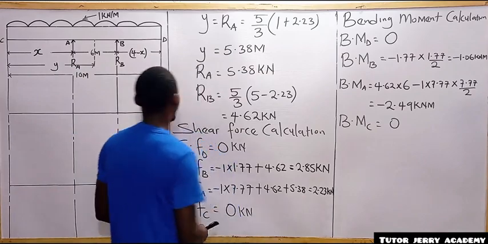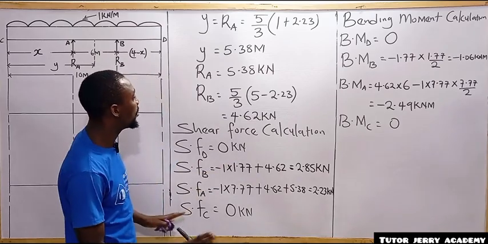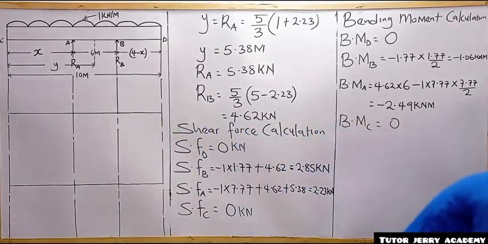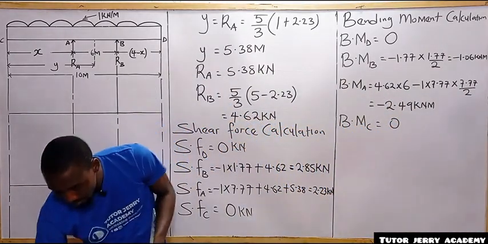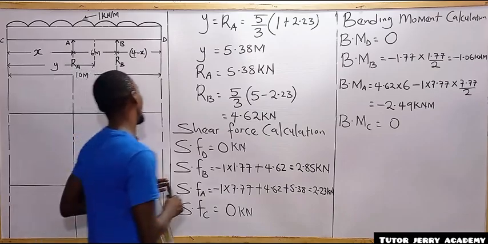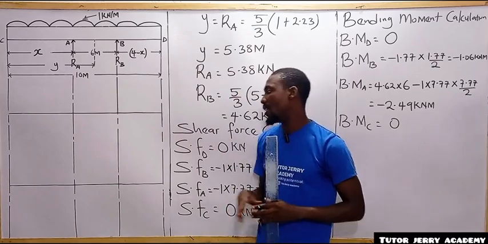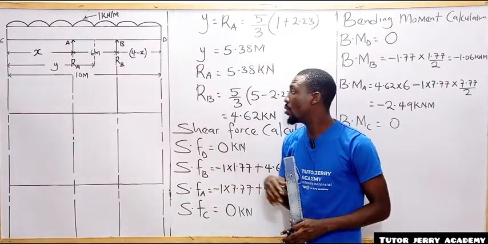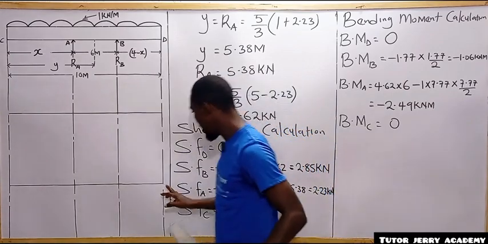All right. So now we are going to be using this above information to draw the shear force diagram and the bending moment diagram. Let's start with the shear force diagram. You can see this is the reference line for our shear force diagram, and this is the reference line for our bending moment diagram. And here we have 0, here is 0.